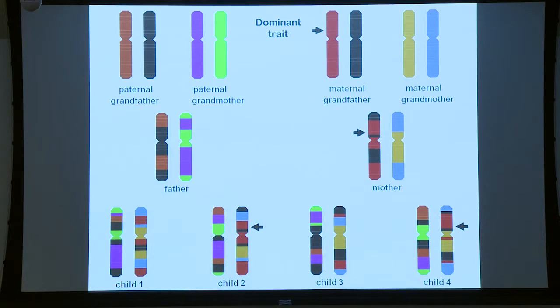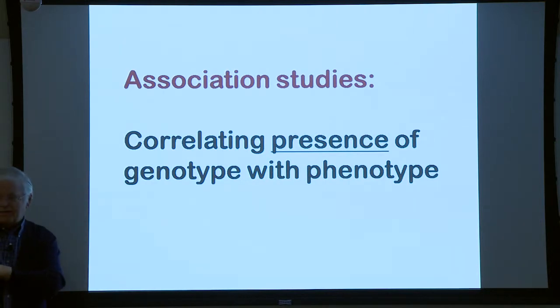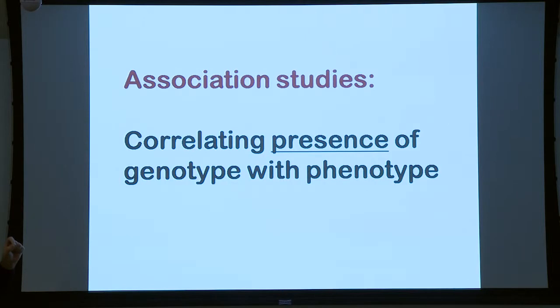Okay? That differs from association, which, again, you hear a lot more about because of the tools now that make it possible, which is correlating the presence of genotype with phenotype. So in linkage, different families may have different alleles for polymorphic markers near the disease gene. For association, what you're looking at is, is there a particular allele of the polymorphic marker that's present more often in people with the phenotype than people who don't have it?